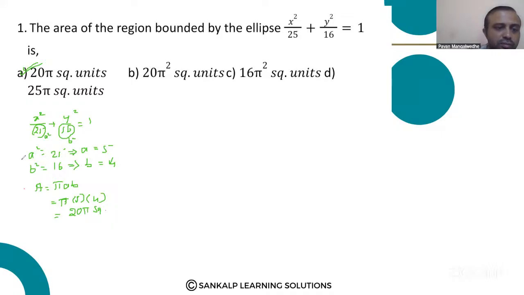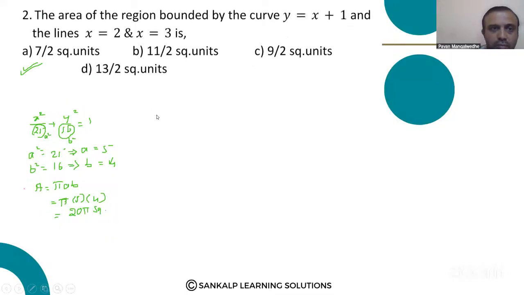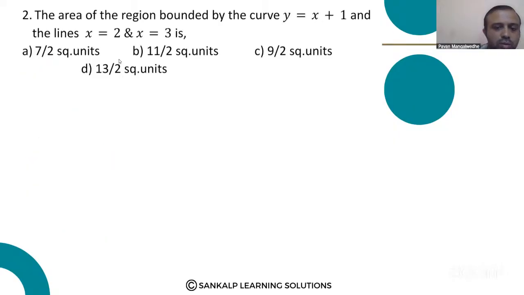Go to the next question. Question number 2: the area of the region bounded by the curve y is equal to x plus 1 and the lines x is equal to 2 and x is equal to 3 is what? I'll give you 10 seconds. Just try to solve this.